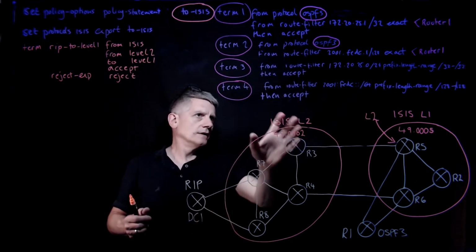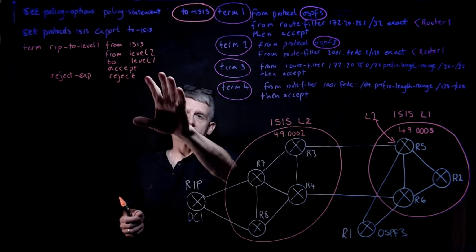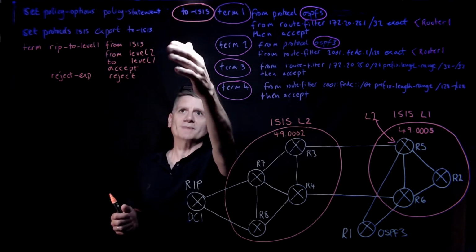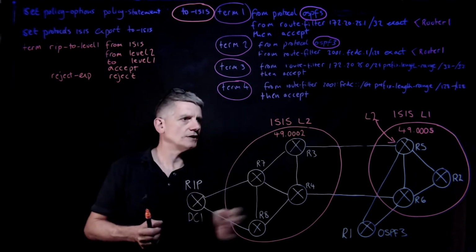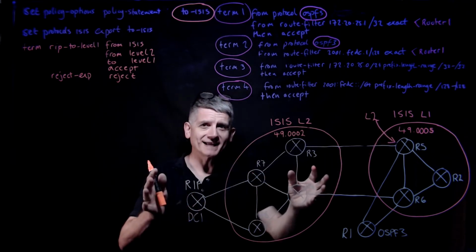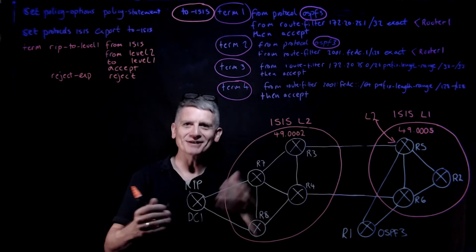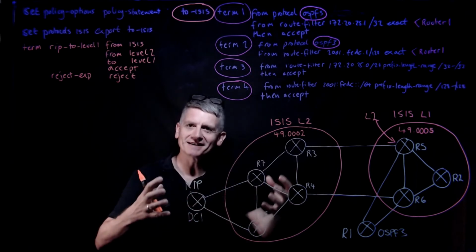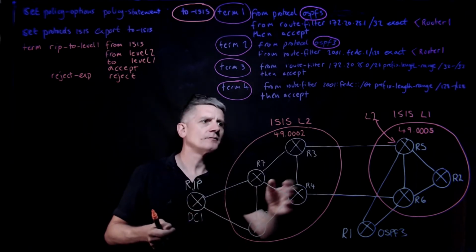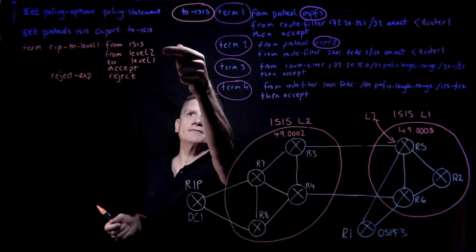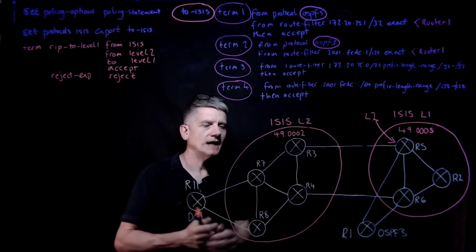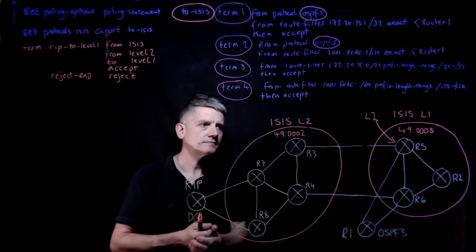Okay, so we have two more terms on the board, or groups of terms. And the first one of these is this movement from level 2 to level 1. So we're on router 5, we're exporting the ISIS, but of course we're exporting into level 2 and into level 1. It's the ISIS export. So we were going to be exporting from level 2 to level 1, and it seems like a good idea.